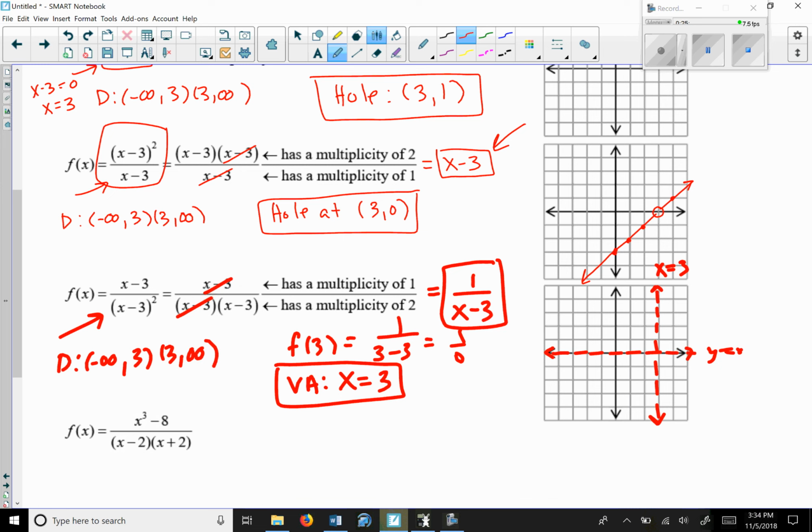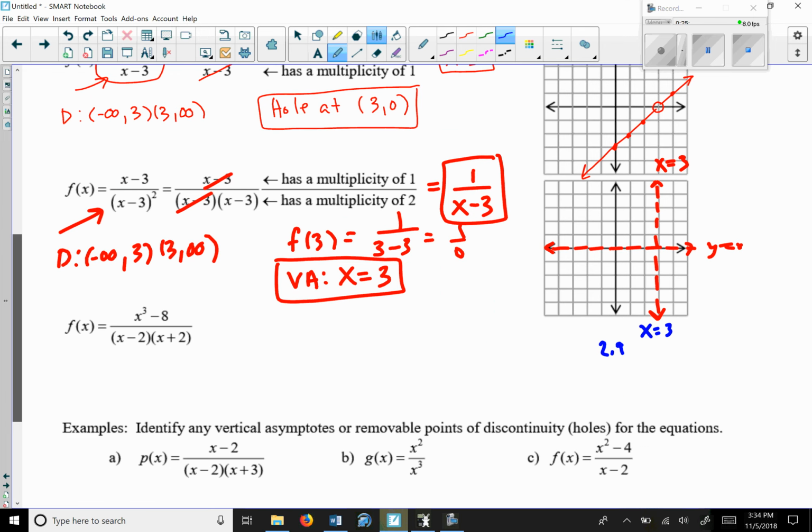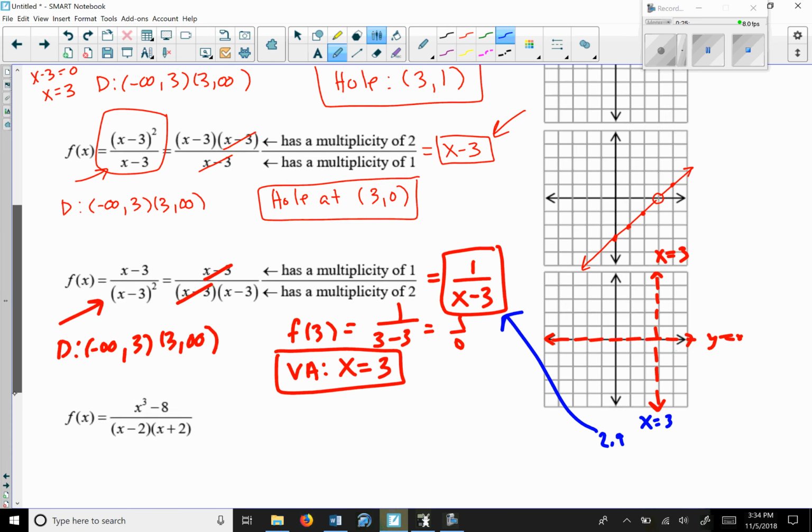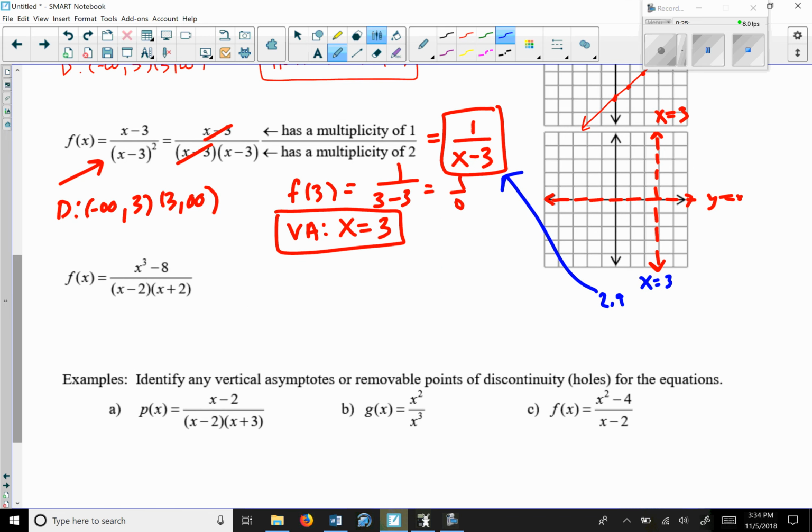So for this, I could again use my big little concept to help me graph. So I have x equals 3 here. Something to the left of 3 would be 2.9. If I use my big little concept to figure out where my graph is going to go, I can use that to help me. So I'm going to use 2.9 and think about plugging it into my simplified answer because it's a lot easier than using the original one. So when I plug that in, I would get 1 over 2.9 minus 3, which is 1 over negative 0.1.